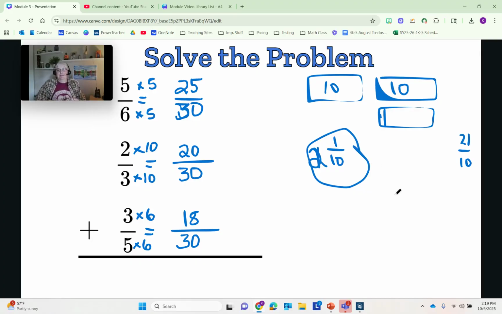Yay! Okay, again, the hardest part with adding fractions is coming up with that least common multiple, which then becomes the least common denominator because it's the bottom number.